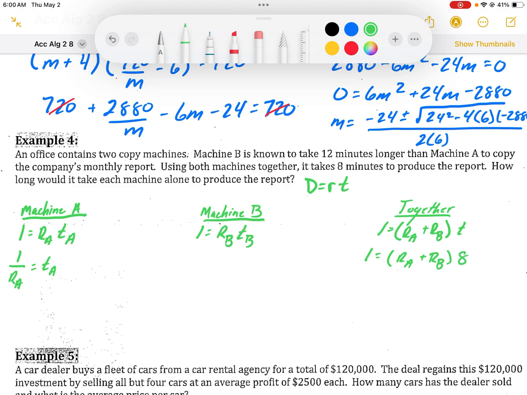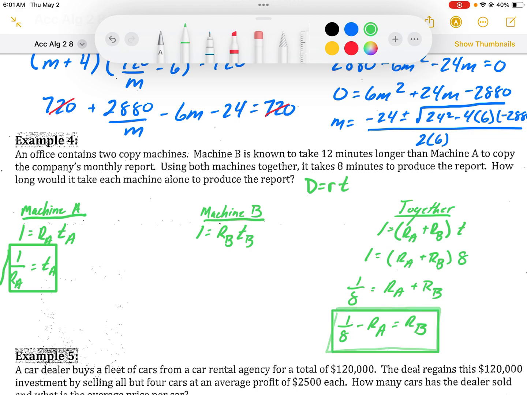So I'm going to go ahead and fill that in. Now, with together, if I divide by 8, I'll get 1/8 equals RA plus RB. If I go ahead and subtract RA, I'll get 1/8 minus RA equals RB. Now let's go back to why did I solve for T on machine A, and why did I solve for the rate B in the together? Well, it has to do with the problem.